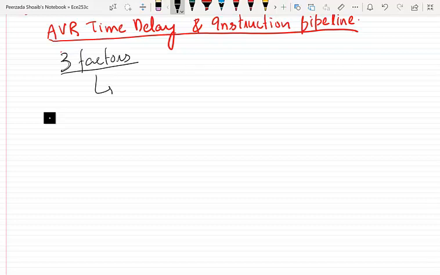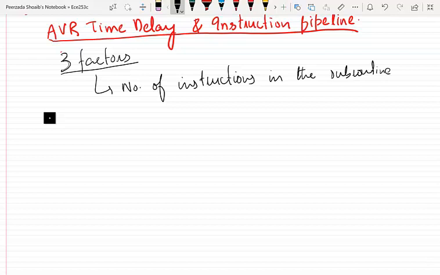The first thing is the number of instructions in the subroutine. Naturally, the more instructions in the subroutine, the more delay will be created by that subroutine.